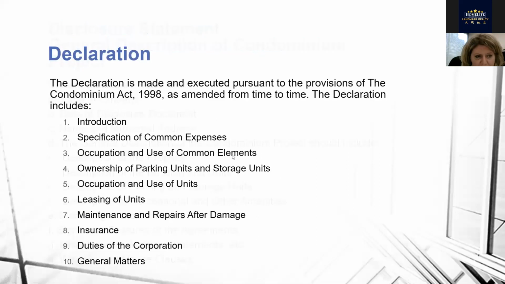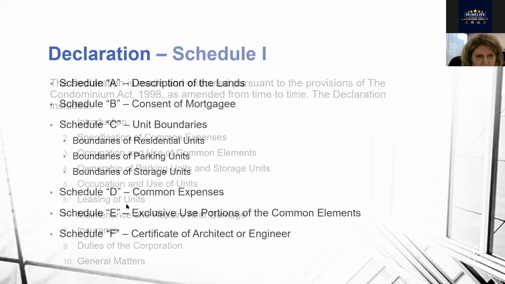This is the declaration. The declaration is executed according to the Condominium Act. And these are all the subtitles that you will find. Specific in the description of the property, you will find a specification of the common expenses. You will find occupation, use of common elements, ownership, occupation of these units, insurance, general matters.